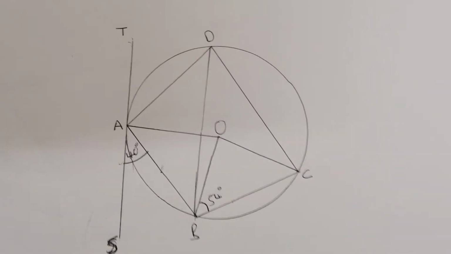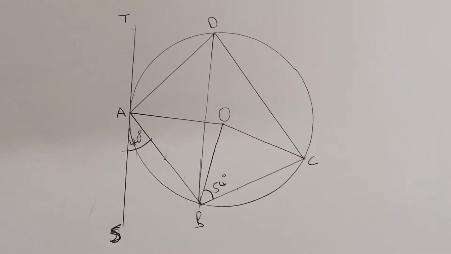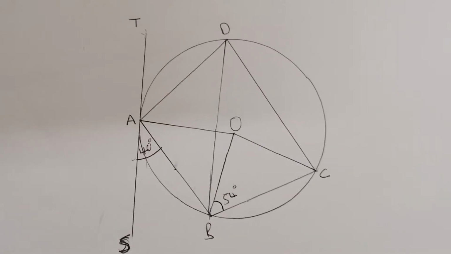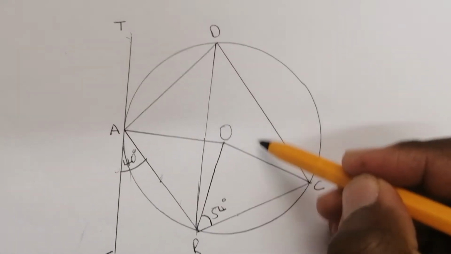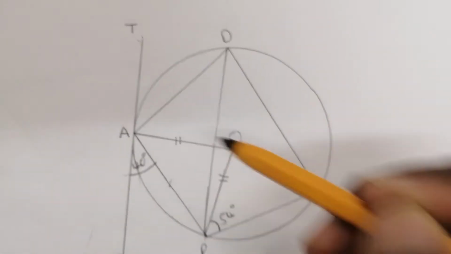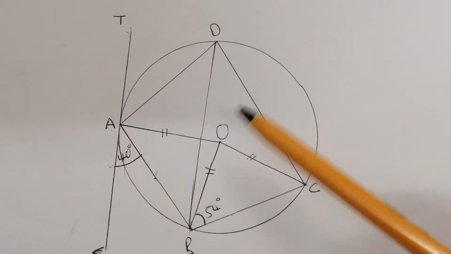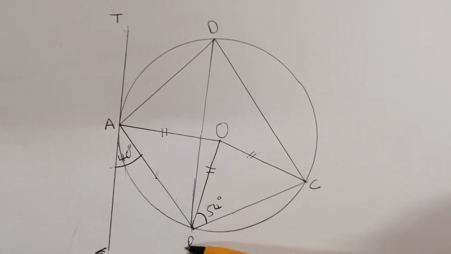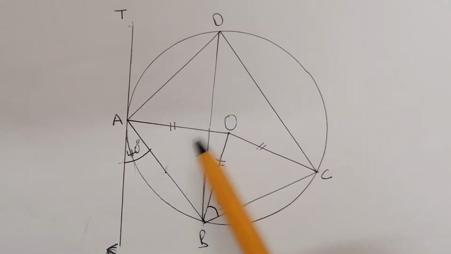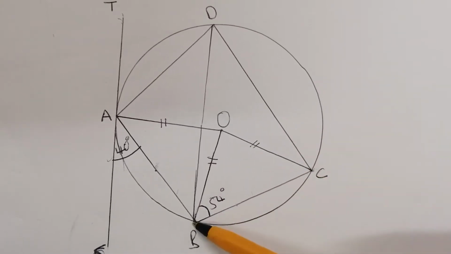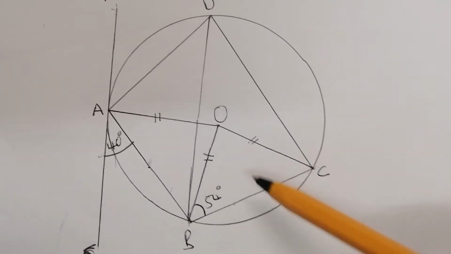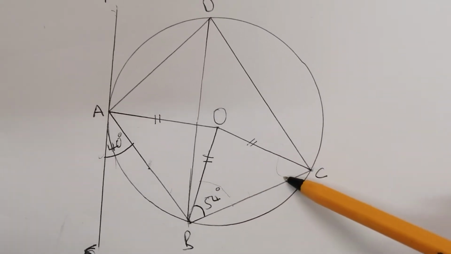So in this case we have three radii: OA, OB, and OC. All the radii are equal. So I'm putting these lines just to say these lines are radii and they are equal. So we have a small triangle with those radii, and another small triangle. So it's an isosceles triangle. That means this angle and this angle are equal.